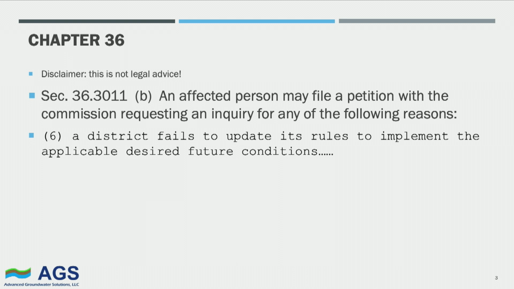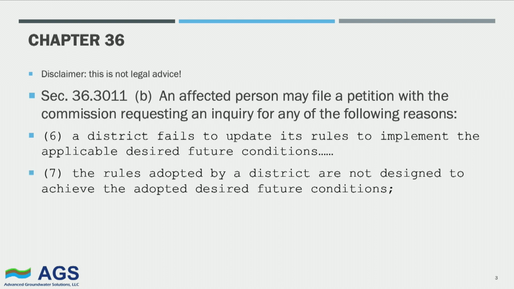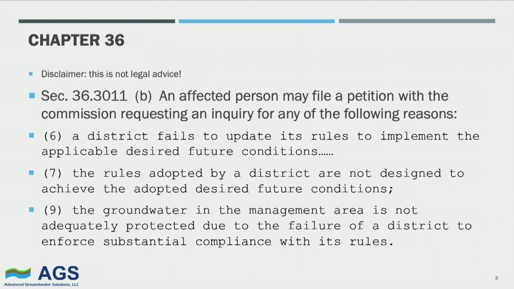And I went through and selected the ones that I think are really more pertinent to complying with DFCs. A district fails to update its rules to implement the applicable DFC. That one's pretty simple. Rules adopted by the district are not designed to achieve the adopted desired future conditions, or the groundwater in a management area is not adequately protected due to the failure of the district to enforce substantial compliance with its rules. And its rules would presumably have something about the DFC, and its management plan would have DFCs and MAGs and a discussion of all of that and how they're going to achieve those.